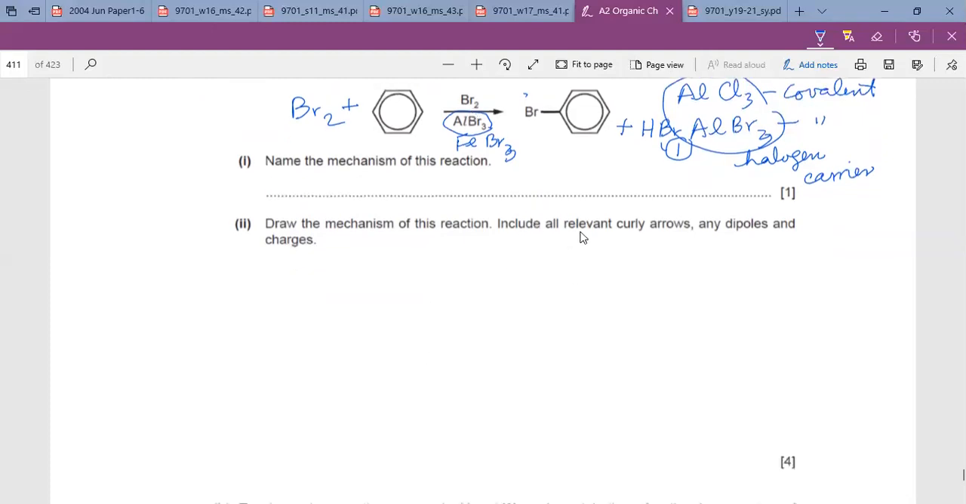Include curly arrows. This is very important. Curly arrows show how the electrons move. And any dipoles. Dipoles mean what? Delta positive and delta negative. And charges means positive or negative. So now for 4 marks, which is worth it, let's see the marking scheme, okay?